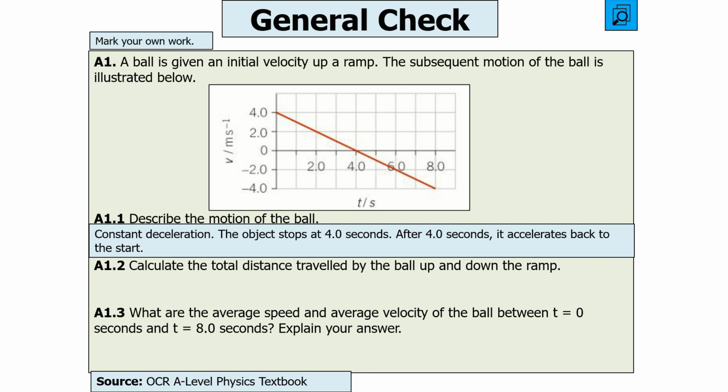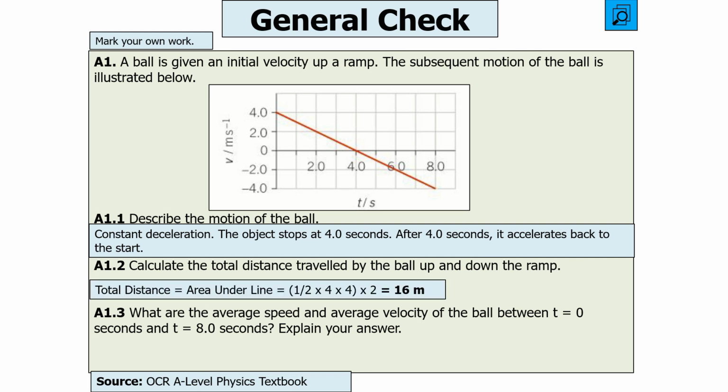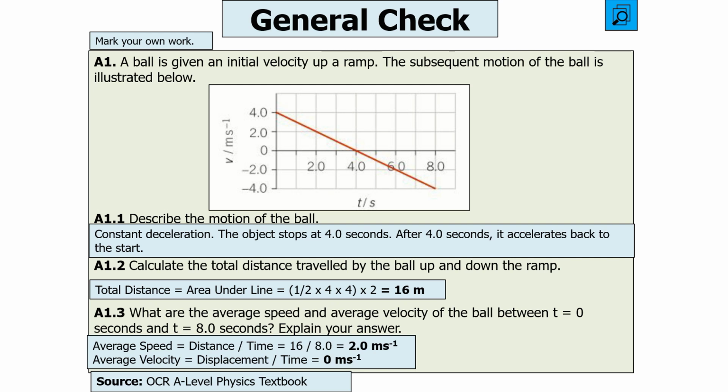Now the total distance is the area under the line. It's important to note that distance travelled is a scalar, so you would add the two sections under the line even though one is positive and one negative, because it's a scalar quantity. So you do a half base times height because it's a triangle, times 2 because it's on either side of the line, so it's 16 meters. Now the average speed is the distance divided by the time, so it's 16 meters divided by 8 seconds, so it's 2 meters per second.